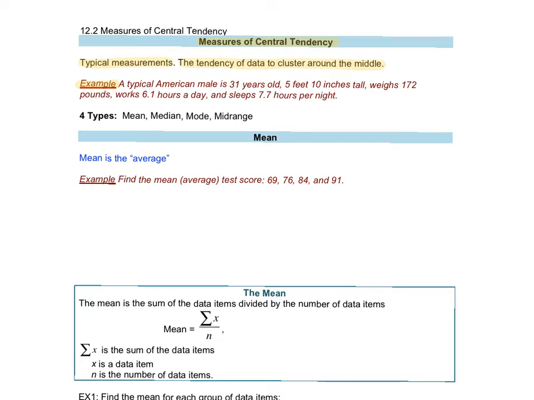Now, there are 4 types of measures of central tendency. The 4 types will be the mean, the median, the mode, and the mid-range. And usually we want to look at all of these when we talk about our data. We don't want to base our results on just one measurement.